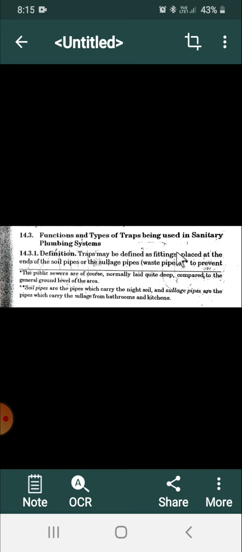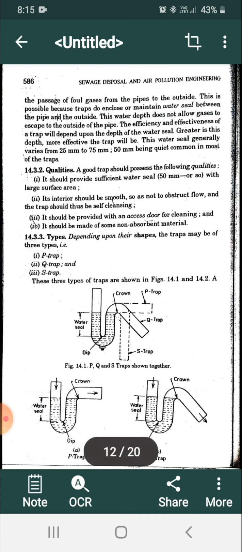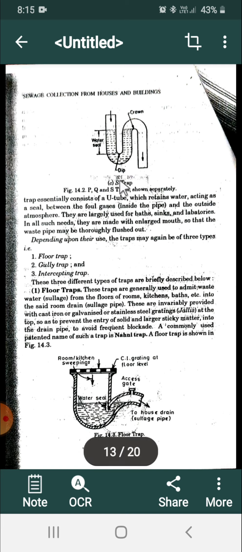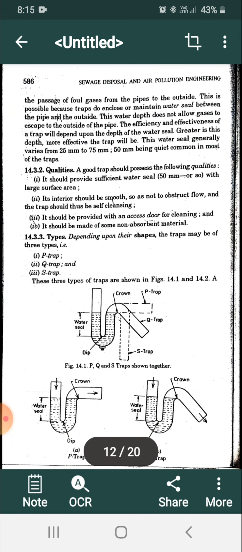Okay, these traps which are provided inside the house, where are we going to provide them? What is the use of it? Let us study one by one. Here the important traps in buildings we are going to use are P traps, Q traps and S traps. This is a P trap, this is its shape, and this is a Q trap, in this shape. Just observe the figure first. I will explain afterwards. This is an S trap. Here, what is this component? What is the importance of this?